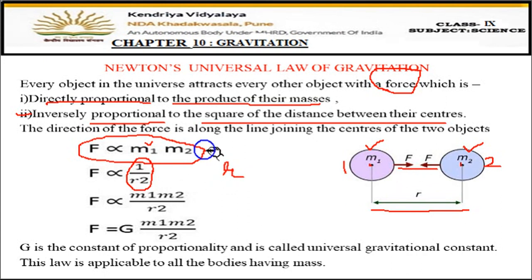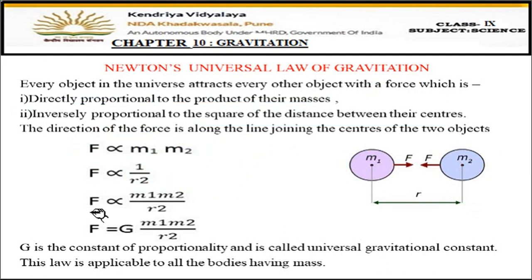So finally, this is equation number 1 and this is equation number 2. Now if we combine both the equations, we get that force is directly proportional to m1 m2 upon r squared. This is the product of the masses of body 1 and body 2, and r squared is the square of the distance between them. So force is directly proportional to m1 m2 upon r squared, with a multiplication sign between the masses of the two bodies.